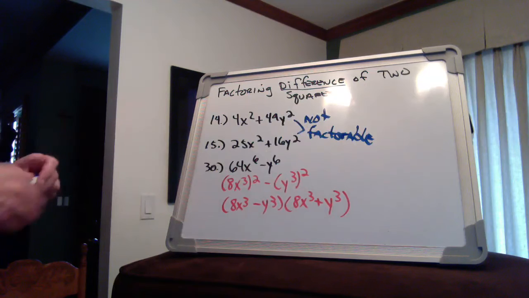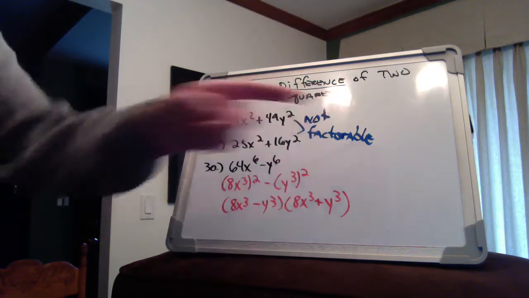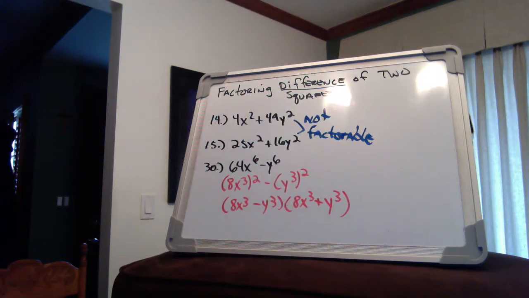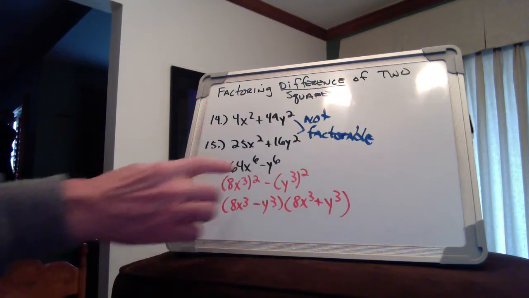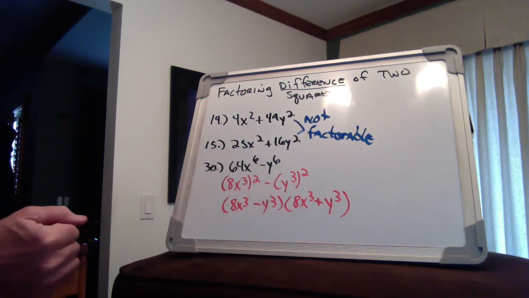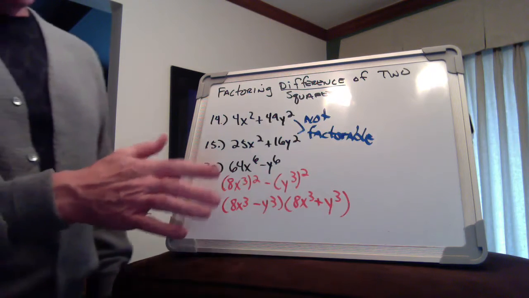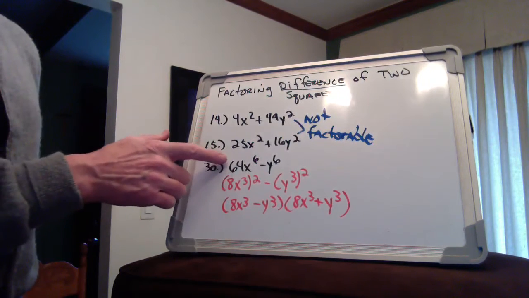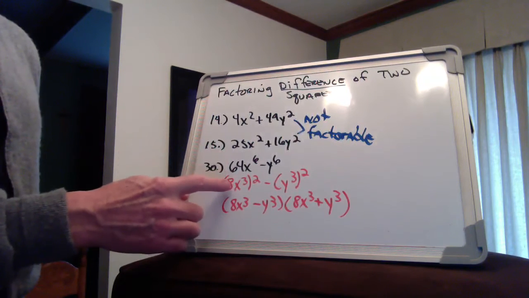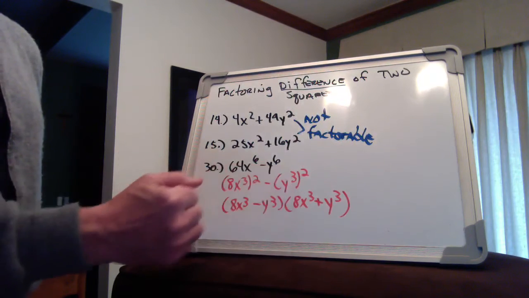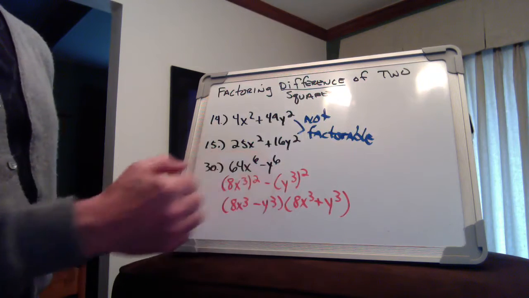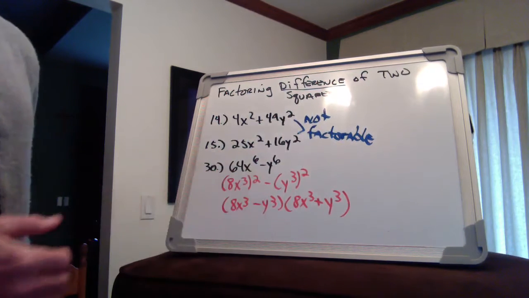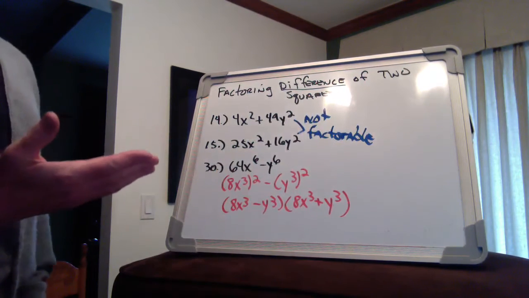Okay, let's go to 30, and then I forgot about number 16. I'll put it over here. Okay, now 30, this is a very good one to go over. So you do have a minus sign, and both of these are perfect squares. So this is the work that I want you to show. So show exactly what makes these perfect squares. So you have 8x cubed, and then you have y cubed, and that's what makes both of these perfect squares. You do have a subtraction sign. So you do have the difference of two squares.